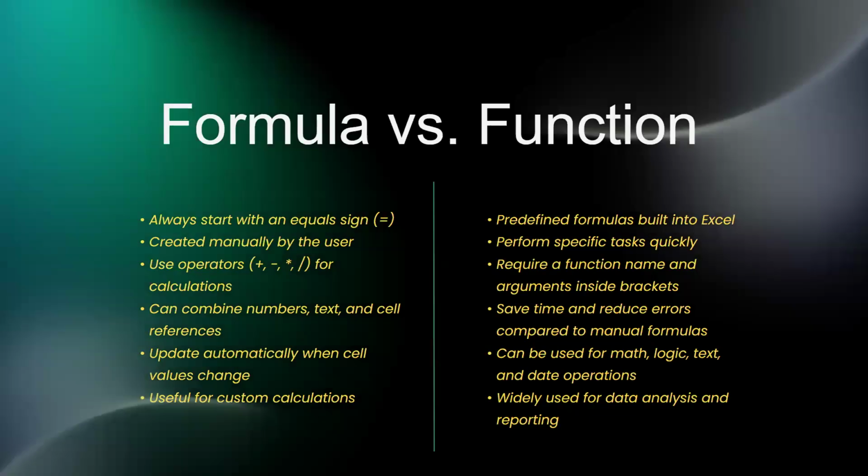And then we have formulas and functions. So what is a formula? A formula is something which always starts with equal to sign. It is generated by the user and not by Excel itself. And then we can use operations such as plus, minus, asterisk, and slash for calculations, and also combine numbers, text, and cell references. It can be updated when cell values change, useful for custom calculations.